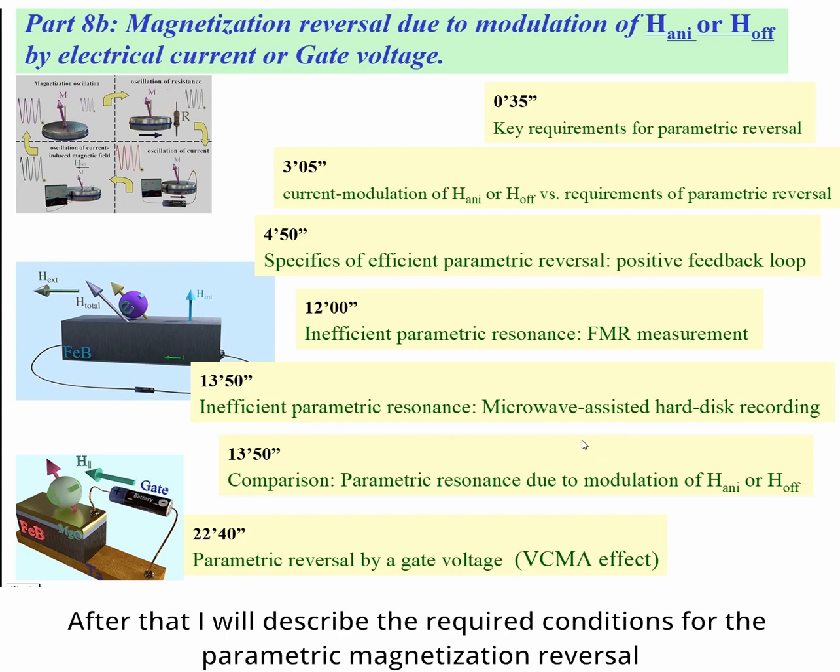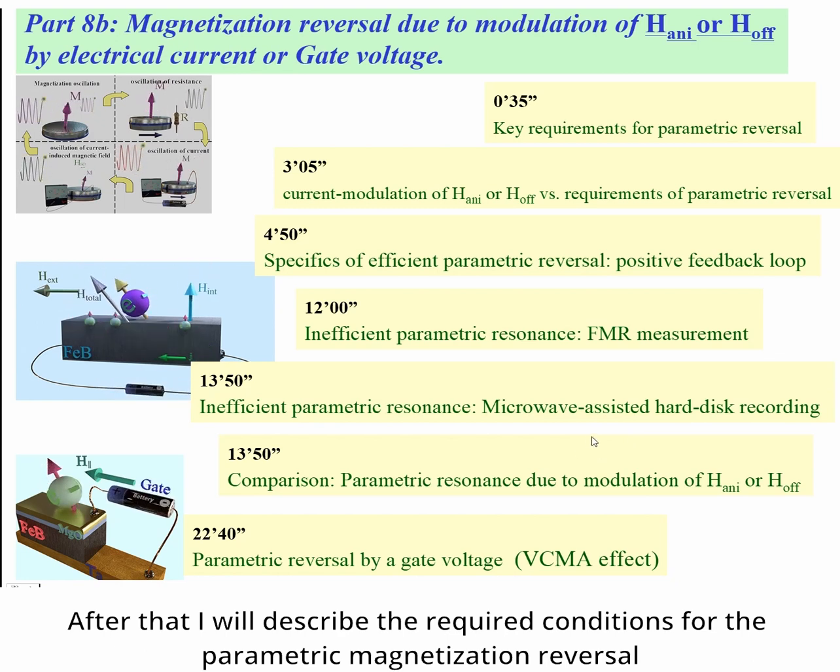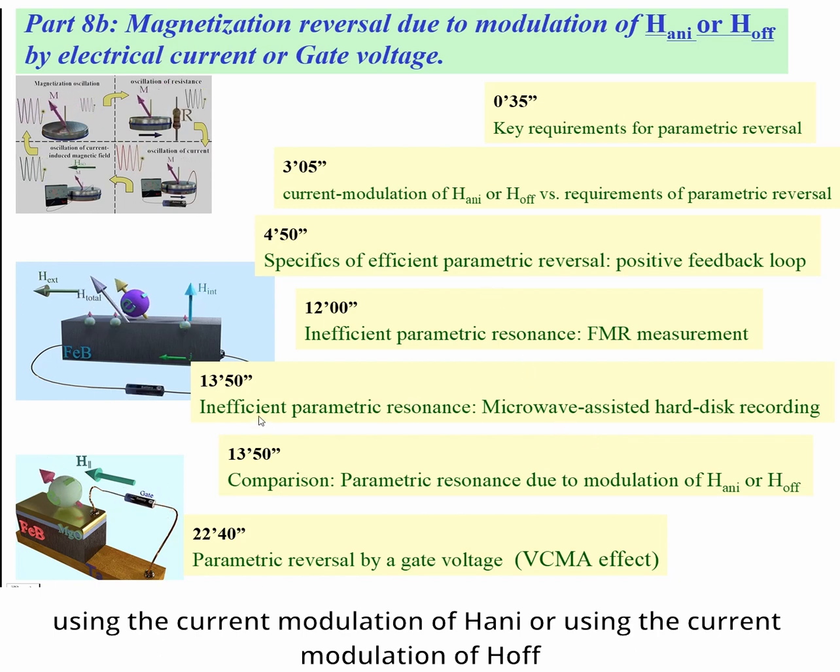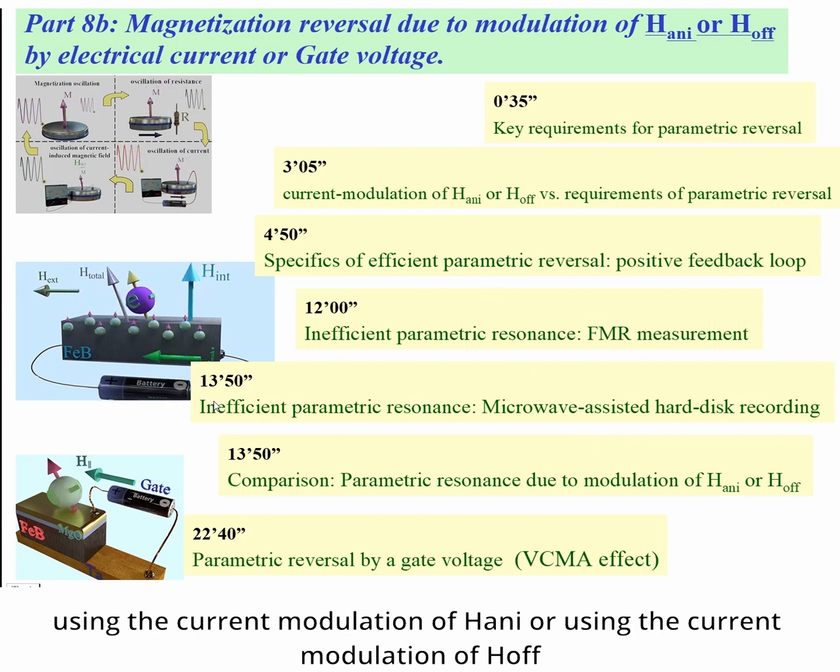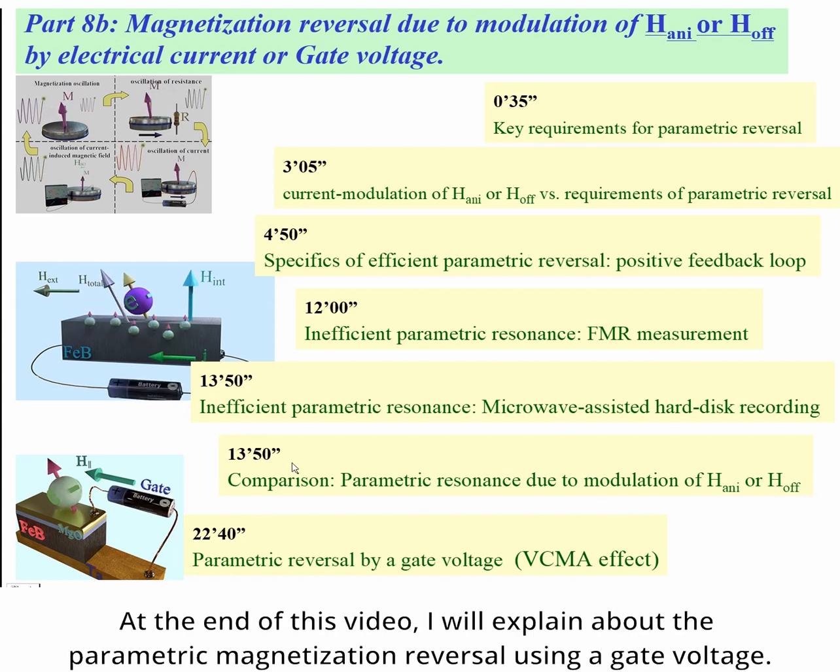After that, I will describe the required condition for parametric magnetization reversal using current modulation of anisotropy field or using current modulation of offset field. At the end of the video, I will explain about parametric magnetization reversal using a gate voltage.